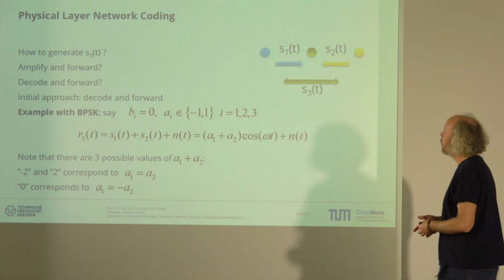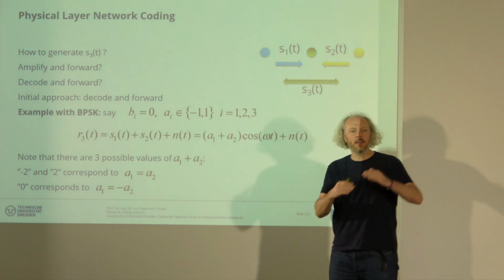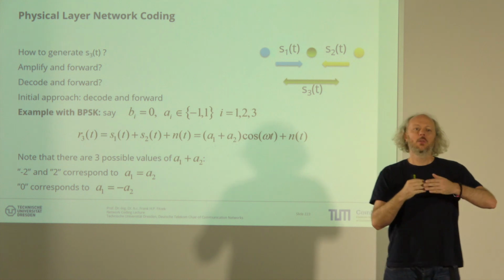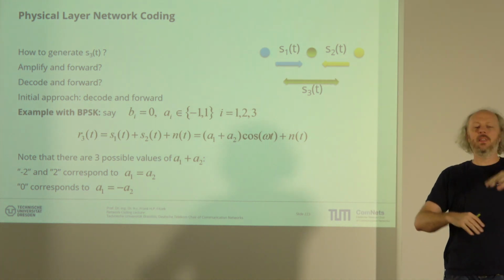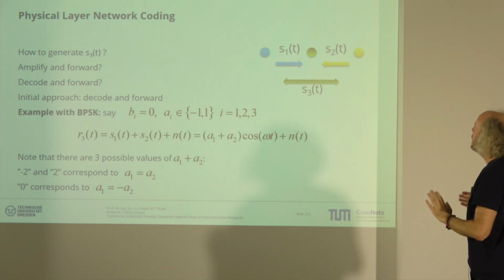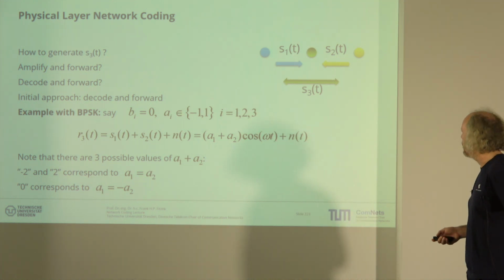If we do decode and forward and say BPSK, I hope that you know what BPSK is. You have a high or low signal symbol, and this you just map. There's also QPSK and others. BPSK is the most simple one, right?